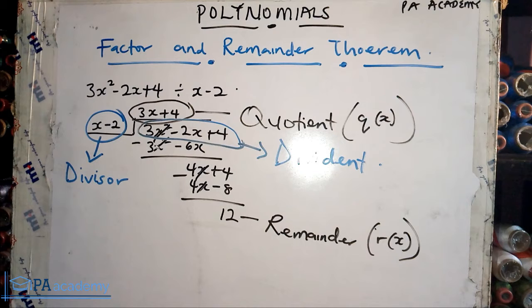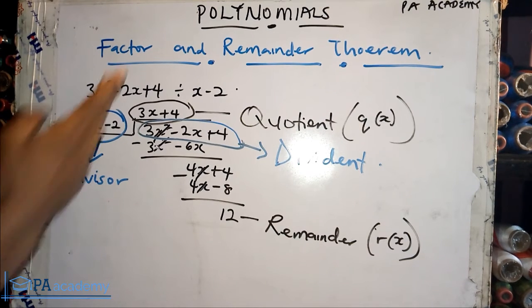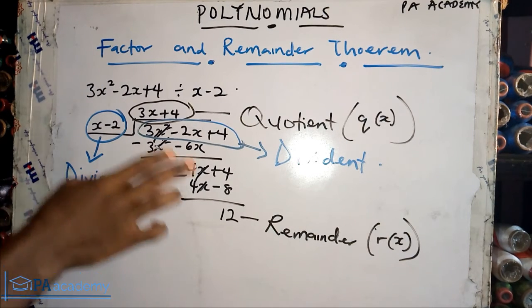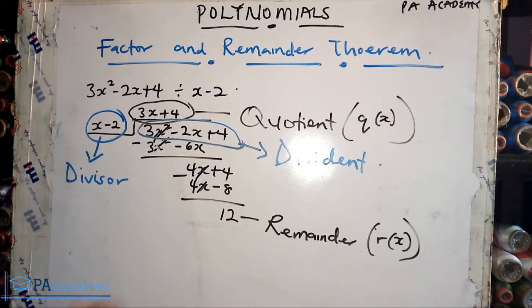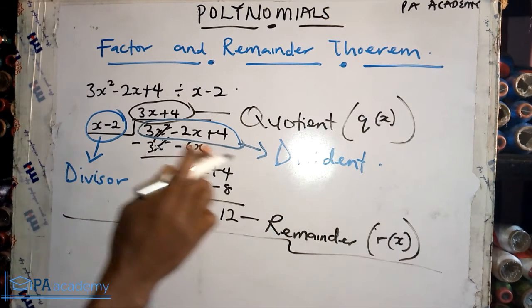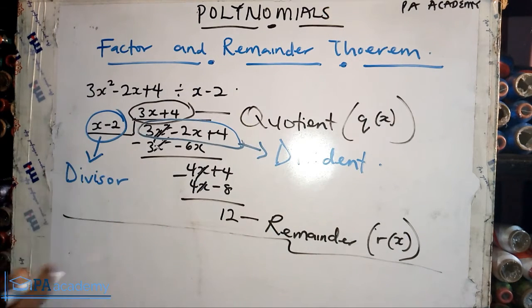Now when we are talking about the factor and the remainder theorem, you can see that for us to get the remainder here, we had to go through this long division method to get the remainder as 12. But now instead of going through this long method of getting the remainder as 12, we can as well pick the x minus 2, which is the divisor, and equate it to 0.